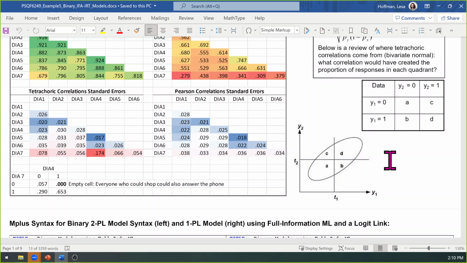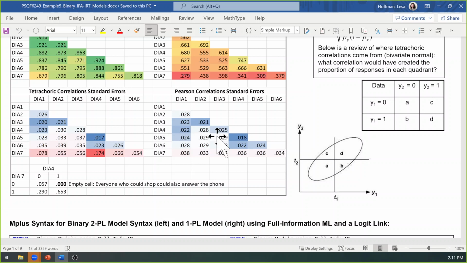So to the extent that you have participants in the off cells, in this example cell B and cell C, where they got one right and the other wrong, then that means that the correlation is not perfect. Otherwise you'd expect everybody who got a 0 on one to get a 0 on the other, and everybody who got a 1 on one to get a 1 on the other. And so then the question is, what should the correlation be that gave rise to the number of people in the C and B cells instead of A and D? So it tries to estimate this correlation. It's not a calculate thing, it's an estimate thing.